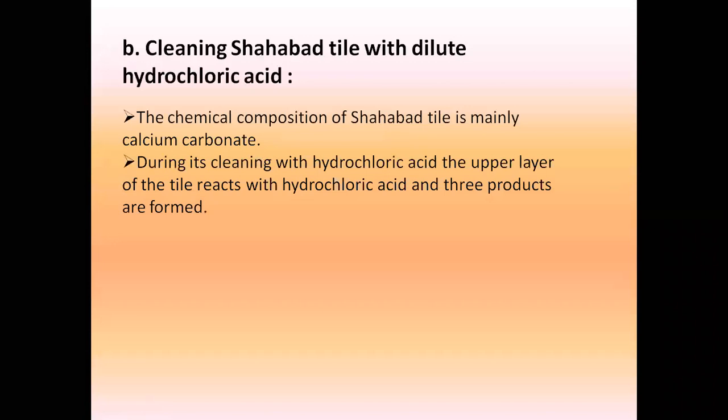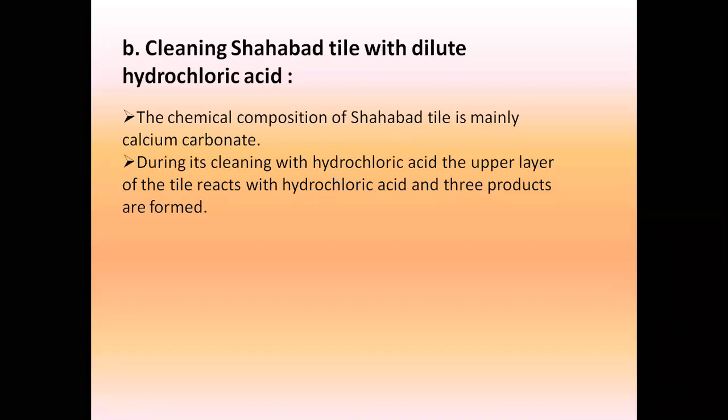After that, we studied man-made chemical changes, in which the first one we did was combustion of fuels. Now, combustion of fuels was very simple. Carbon plus oxygen gives me carbon dioxide, and combustion of fuel is a fast and irreversible chemical change. The second one we talked about was cleaning of Shahbad tile with dilute hydrochloric acid.